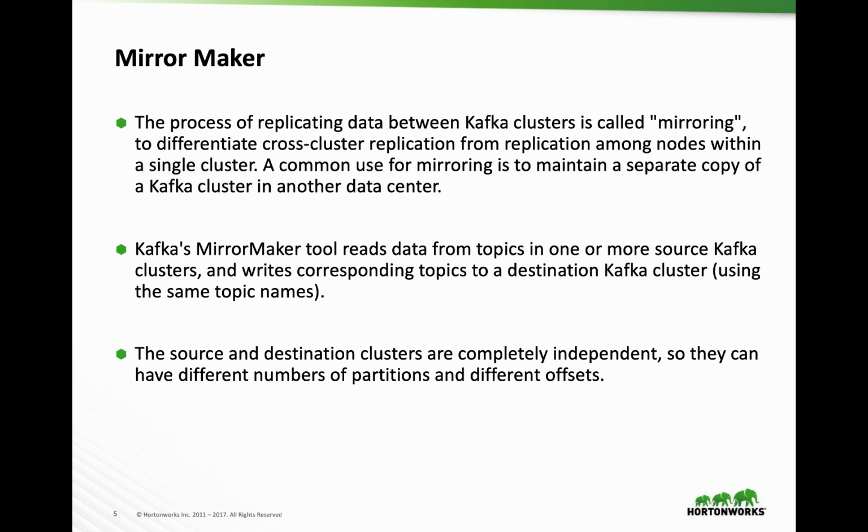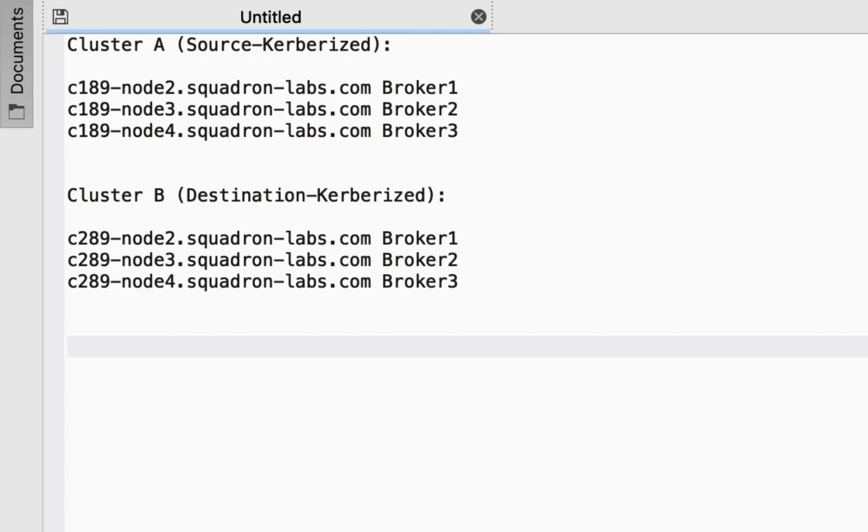So let's go to the configuration so I can show you my environment and then the Mirror Maker configuration steps. First, I would like to show you my cluster configurations. I have a cluster A, which is my source cluster, and it's Kerberized. And then I have my cluster B, which is my destination cluster, and also is Kerberized. Both are sharing the same KDC. As you can see, the difference between these clusters is the first number. In this case, the source cluster has C189, and cluster B has C289.